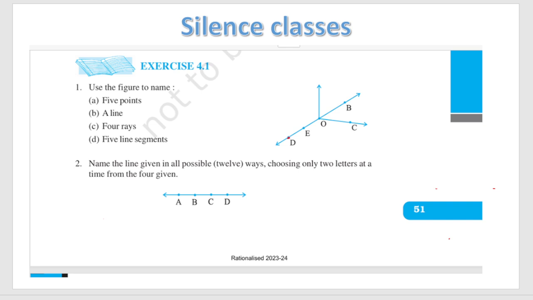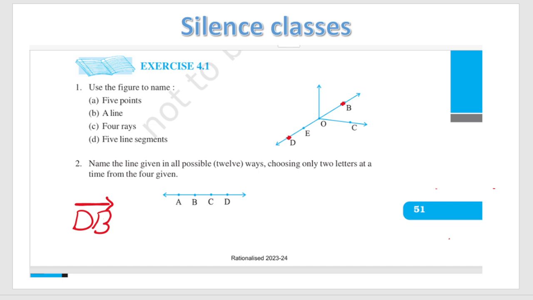Four rays are, we can take D and B, because if we talk about this point, we have a specific starting point. If I write DB, we have to represent it like this. So DB will become a ray, because we start from D, move to B and move further forward.